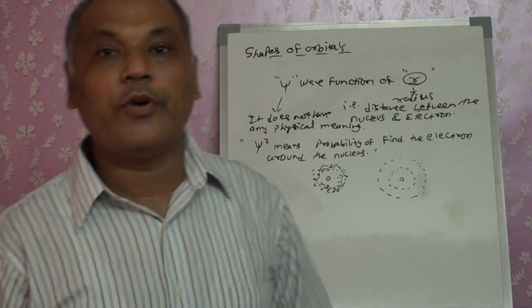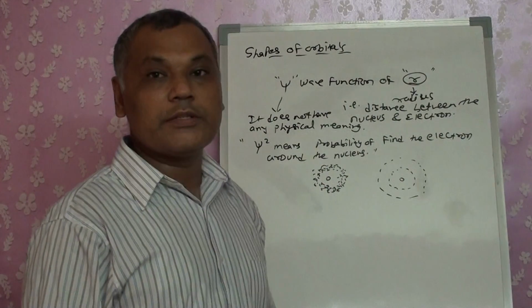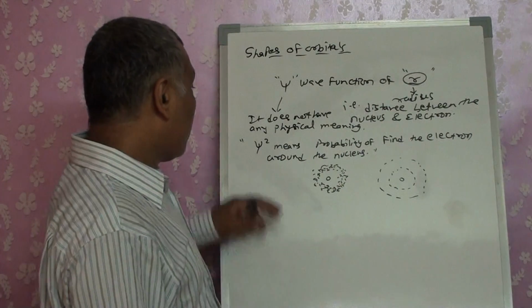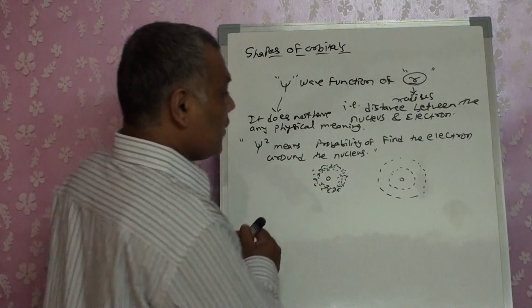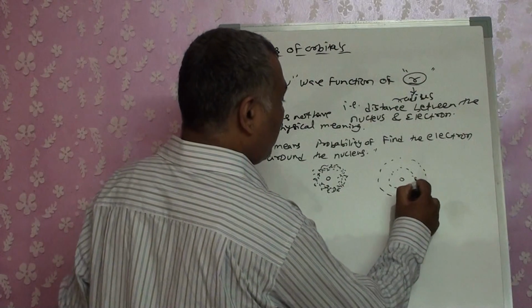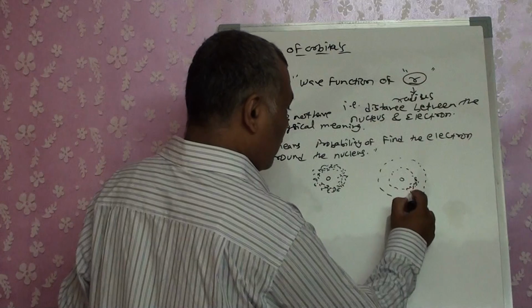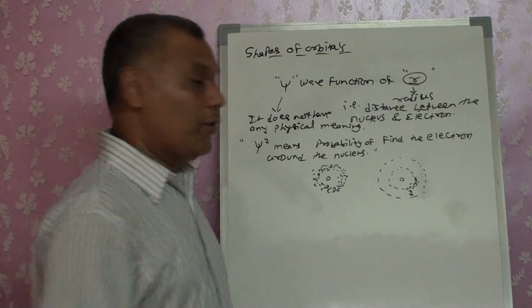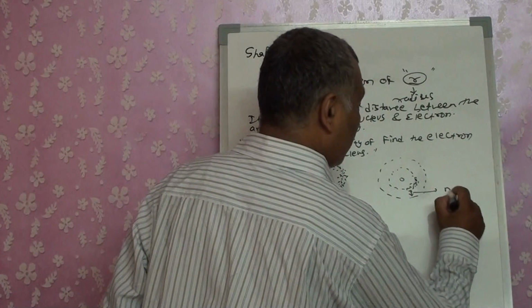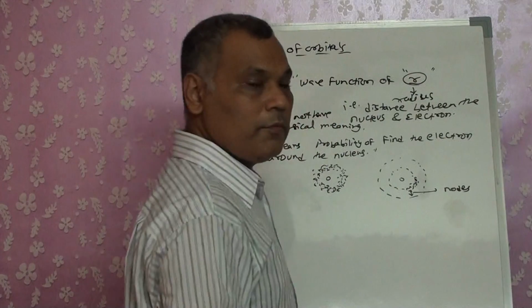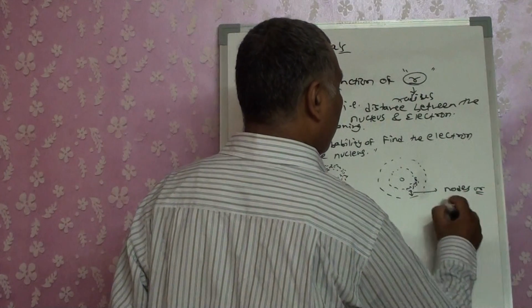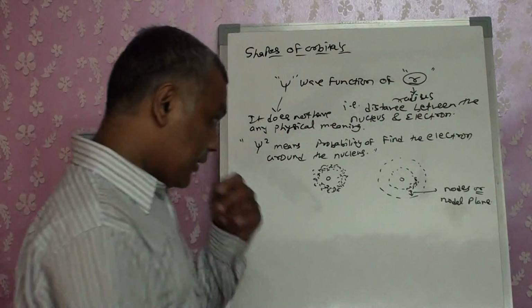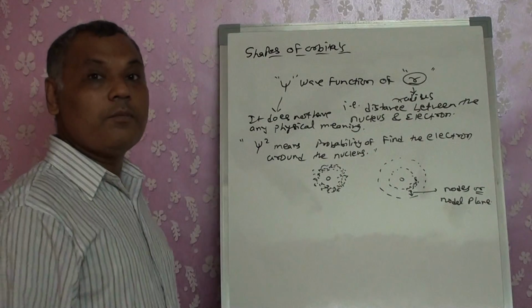Now this probability of finding the electron around the nucleus will give me the shape of the orbitals. At the same time, here we told that there is a maximum probability of finding the electron. But what about this place? The probability of finding the electron is not there at all. So this particular place we termed as nodes, or the word we used for it is nodal plane.